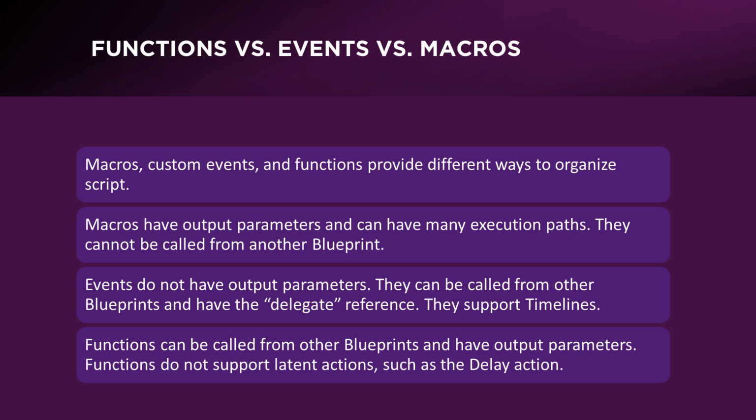One thing they have in common is that they all have input parameters. Macros have output parameters and can have many execution paths. They cannot be called from another blueprint. Events do not have output parameters. They can be called from other blueprints and have delegate reference. They support timelines. Functions can be called from other blueprints and have output parameters. Functions do not support latent actions, such as the delay action.